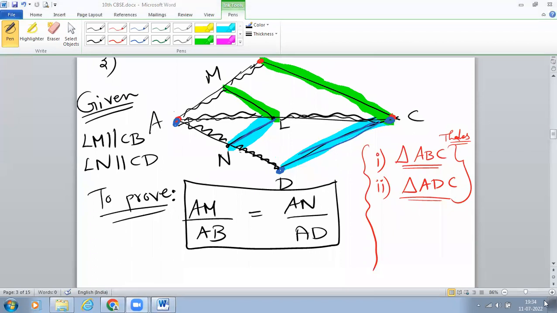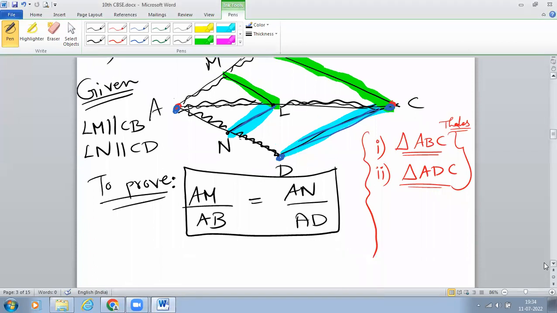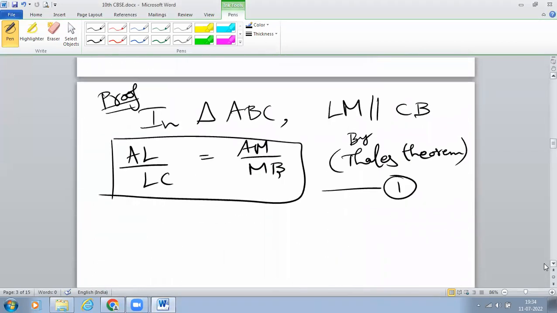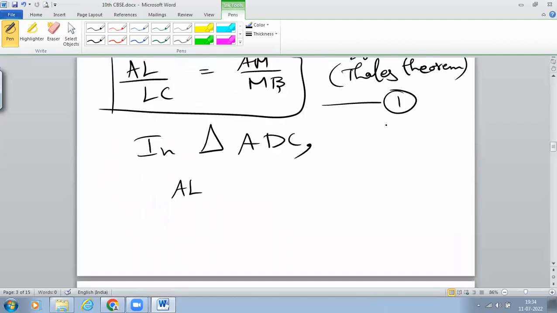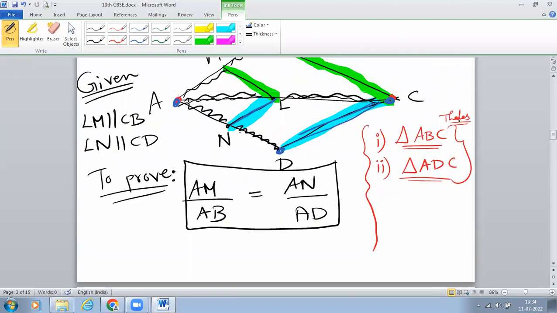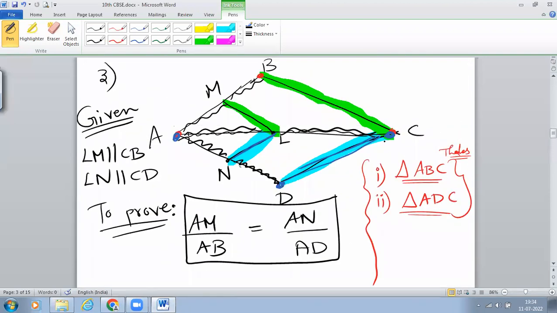So next step, I'll write here. Okay, next step. In triangle ADC, AL by LC. Okay, in this triangle, which is parallel to which side? LN is parallel to CD. It is also given in the question. LN is parallel to CD. Okay, this is LN. I'll show here. This is LN is parallel to CD.